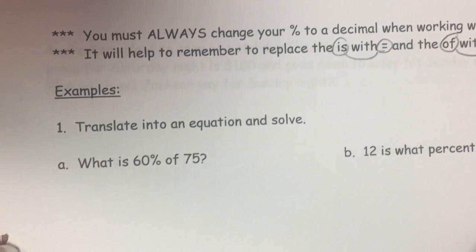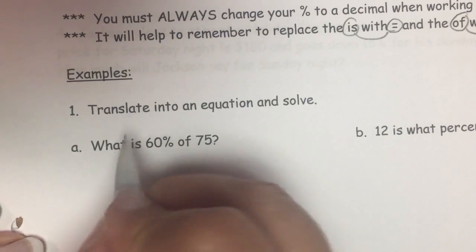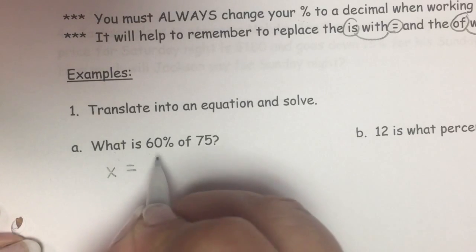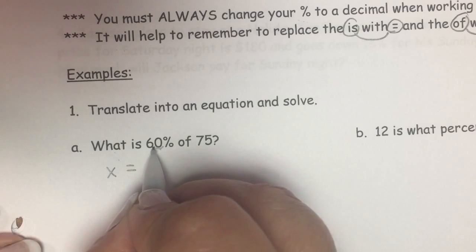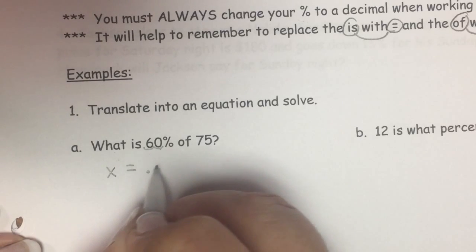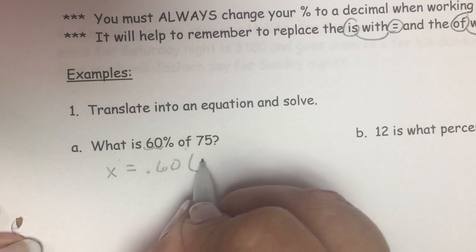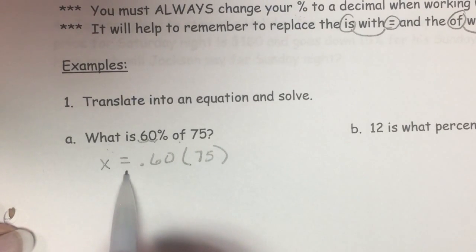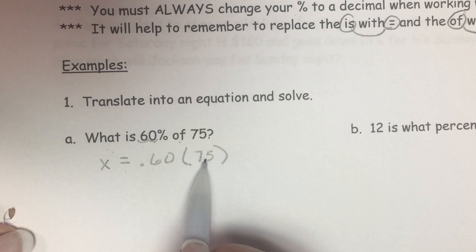So let's go ahead and do some of the examples. What is 60% of 75? Well, what is what we're looking for? So we're going to put an X. Is where your equal sign goes. Now, 60%, like it says, you can't put 60 in here. You must change it to a decimal first by moving it 2 places to the left. So that would be 0.60. Of means multiply by 75. So what is 0.60, not the 60, but you have to change it to a decimal, times 75.